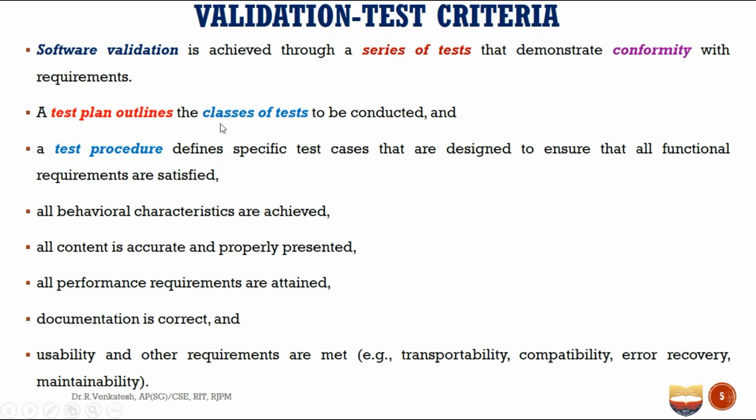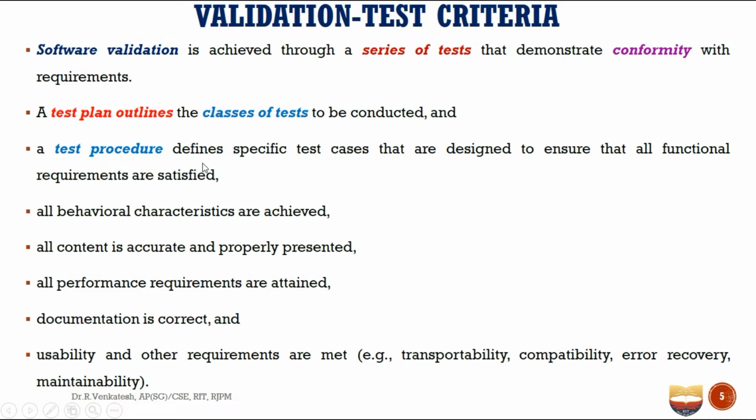Now we are going to cover the validation test criteria. In validation testing, there should be a set of test criteria. This slide will explain the test criteria. Software validation is achieved through a series of tests that demonstrate conformity with the requirements. The software validation must confirm the requirements collected from the user. This test criteria contains the test plan, which outlines the classes of tests to be conducted in validation testing.